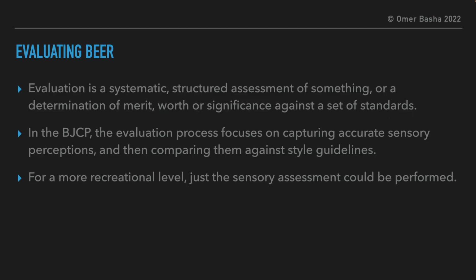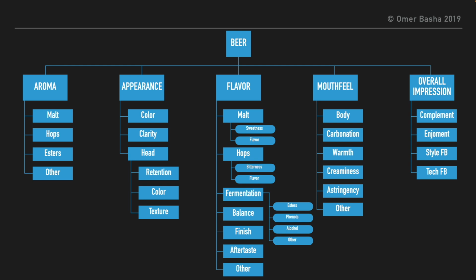Let's start by returning to the definition of evaluation. Evaluation is a systematic, structured assessment of something or a determination of merit, worth, or significance against a set of standards. In the BJCP, the evaluation process focuses on capturing accurate sensory perceptions and then comparing them to the style guidelines. At a recreational level, we usually only do the sensory evaluation and skip the comparison to the set of standards. We should also recall the structure of a complete beer evaluation. As we noticed, it is listed in the beer score sheets in the small prompts beneath the titles, so you do not have to remember it by heart. For a full evaluation, you must evaluate each of the things listed on this slide.